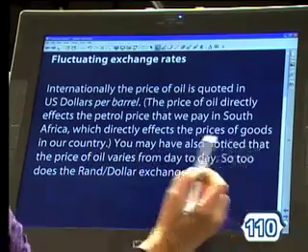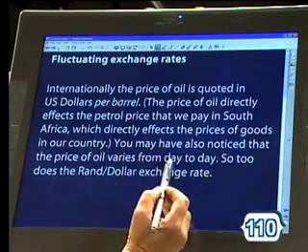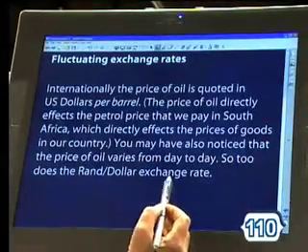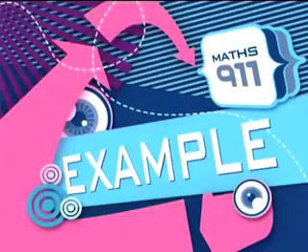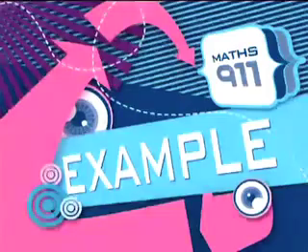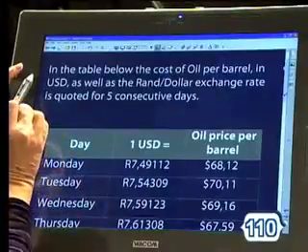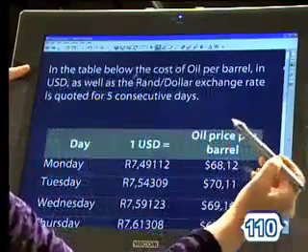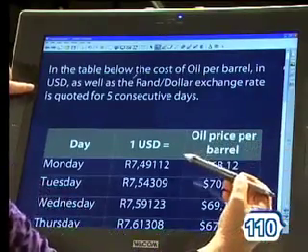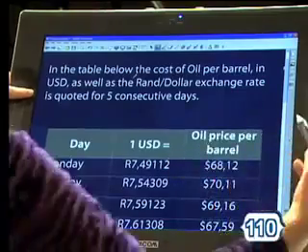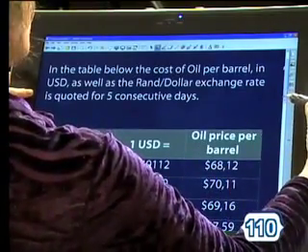You may have also noticed that the price of oil varies from day to day. So if you go into your newspaper and you scrutinize that page, you'll see how that fluctuates as well. And we know that the rand-dollar exchange rate fluctuates as well. It says in the table below, the cost of oil per barrel in US dollars as well as the rand-dollar exchange rate is quoted for 5 consecutive days.